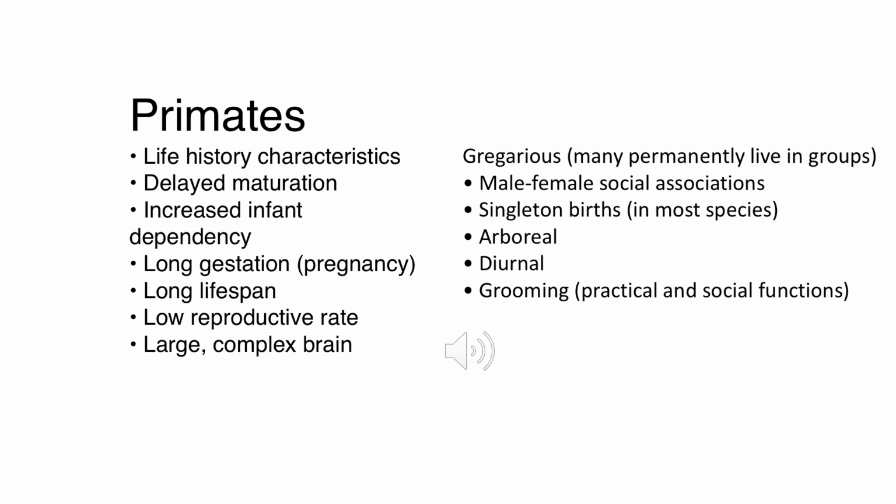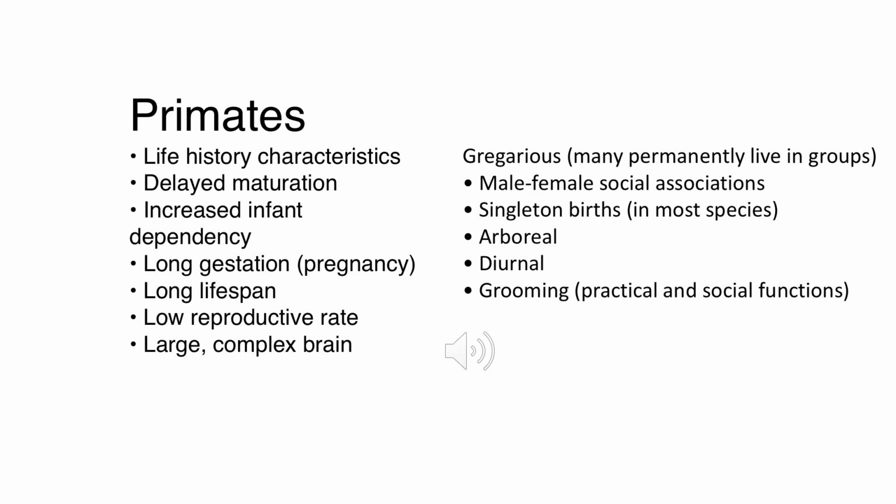We have long gestations or pregnancies. We also have a trend towards longer lifespans. So again, our little prosimians might not have very long lifespans, but our chimpanzees, our humans, again, are going to have much longer lifespans. This also correlates with a lower reproductive rate, right? If you live a longer period of time, you have a longer period of time to reproduce, and you invest more time into each infant or child in their development.